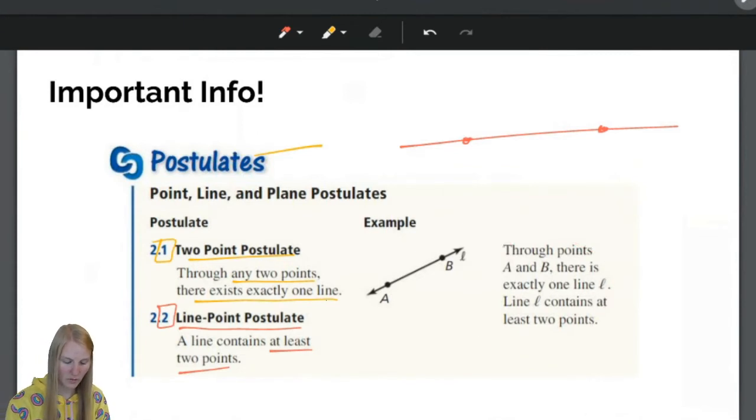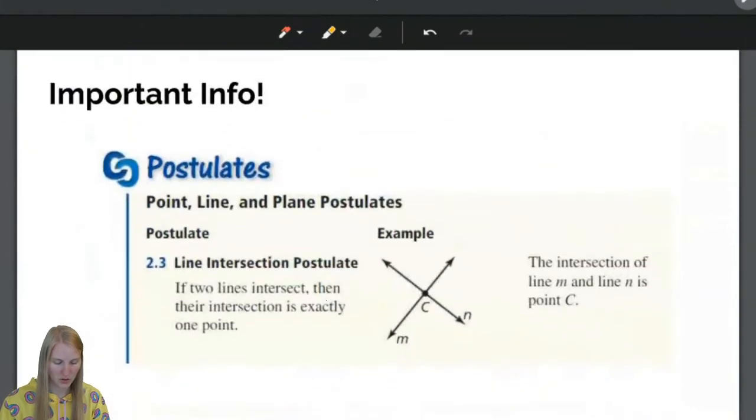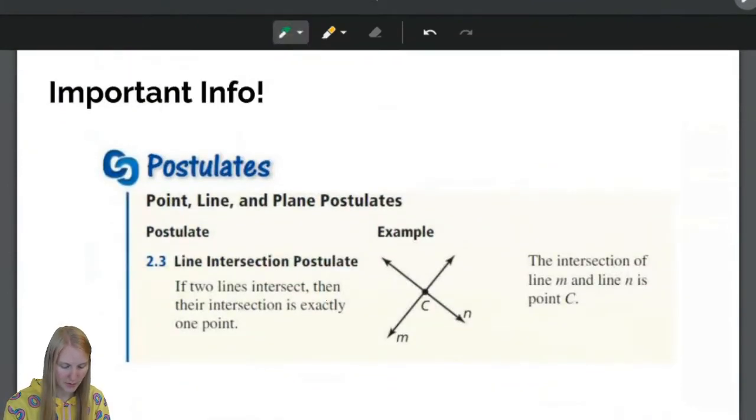What I want you to write down is this, though. I want you to write down the postulates themselves, because all the homework for today is going to require these postulates. And as I'm doing the examples, I'm going to have the postulates up in front of me so that I can see them.